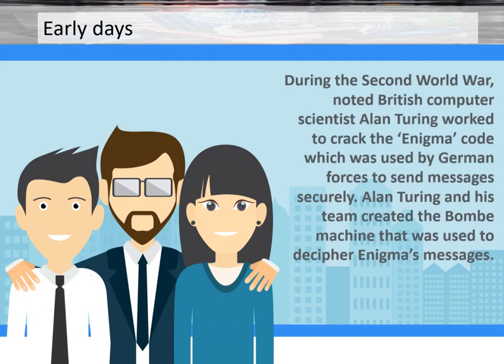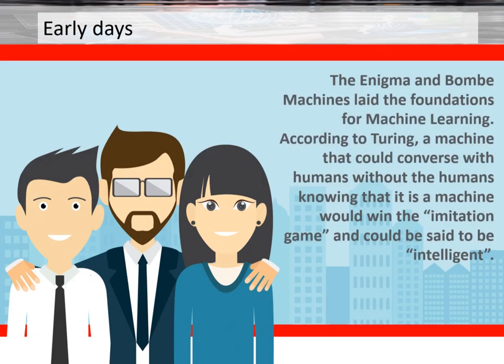During the Second World War, noted British computer scientist Alan Turing worked to crack the Enigma code, which was used by German forces to send messages securely. Alan Turing and his team created the bombe machine that was used to decipher Enigma's messages. The Enigma and bombe machines laid the foundations for machine learning.